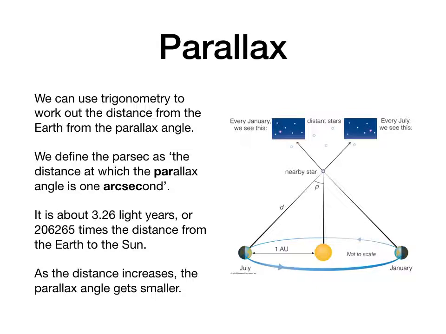It's 206,265 times the distance between the Earth and the Sun. In real units, that's about 3.26 light years. So it means for a star 1 parsec away, light takes 3.26 years to get from the star to us, or from us to the star. Now, what happens is, as the distance to the star increases, that angle P gets smaller.